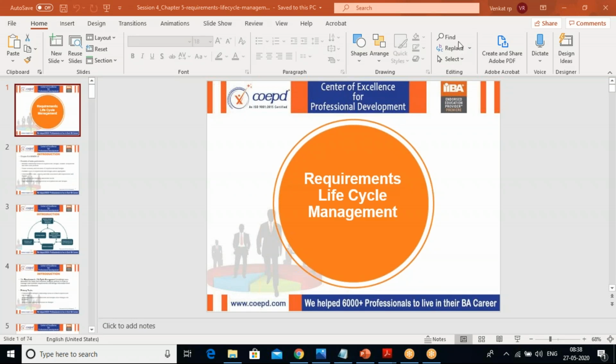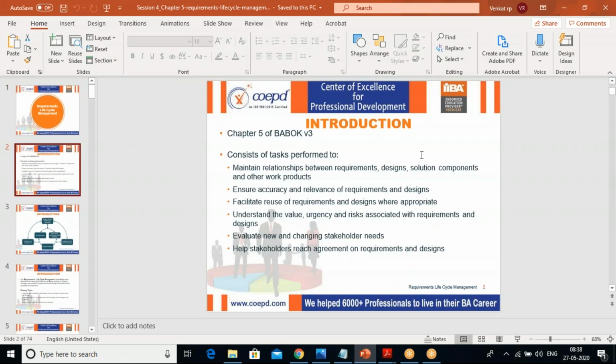Now let us discuss requirements lifecycle management. In requirements lifecycle management, as I've been saying, we will be discussing how to maintain the relationship between requirements and design. And from here we are going to come up with the solution components. We'll also be discussing the accuracy and the relevance of these requirements and designs. And some requirements and designs are reusable.